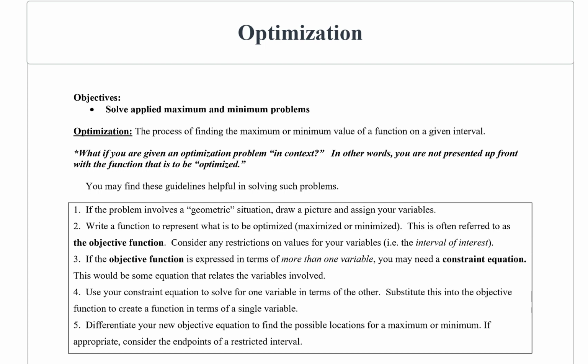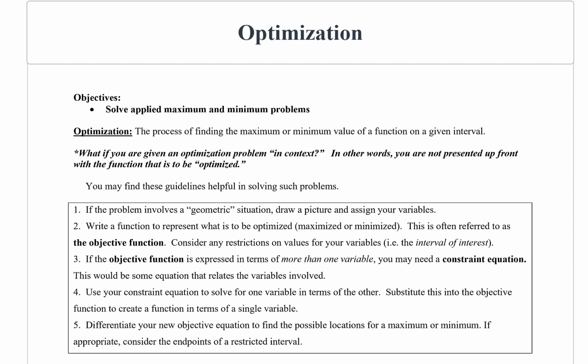1. If the problem involves a geometric situation, draw a picture and assign your variables. 2. Write a function to represent what is to be optimized, that is, what is to be maximized or minimized. This is often referred to as the objective function. Consider any restrictions on values for your variables, that is, the interval of interest.